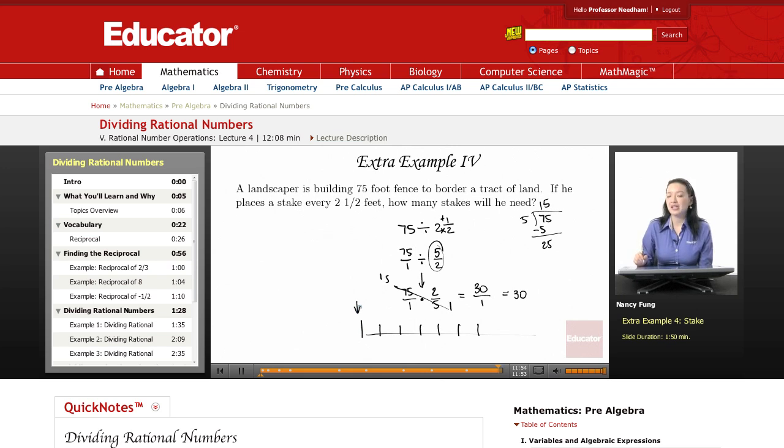So instead of 30 stakes, which is what the math tells us, we need to think in the real life application: the fence has to start out with a stake as well. So it would use 31 stakes.